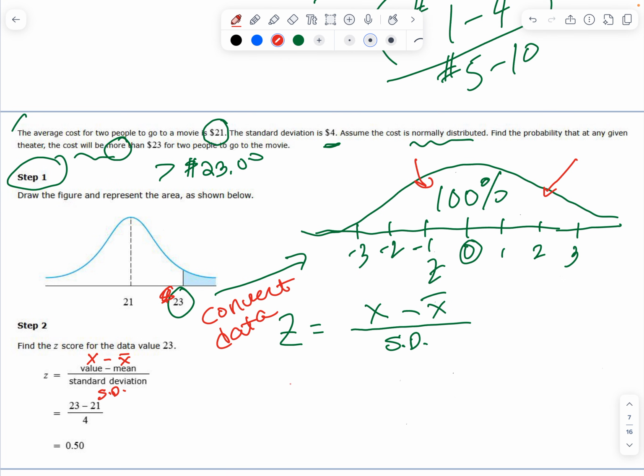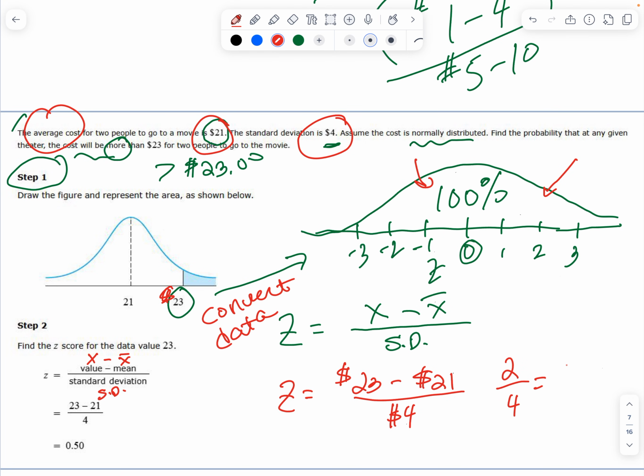The value that you want to convert is 23 bucks. We subtract out the average, and we know the average cost is $21. We divide by the deviation. How far does it usually stray from the mean? That's about $4. So you have 2 over 4, which is a z-score of 0.50. So 0.50 is right here.